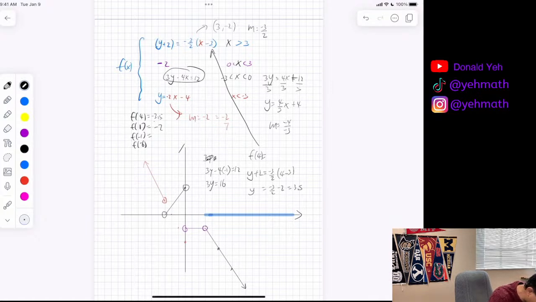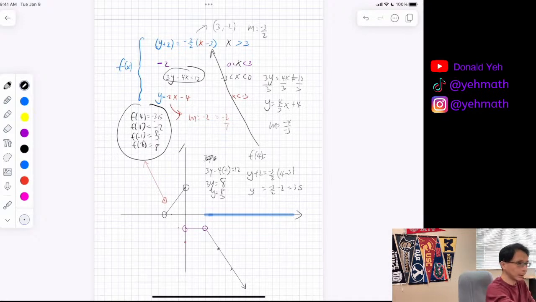I don't think that's right. Hold on a second. -1. This one's plus 4, so it's not 16. It's 8, and y equals 8 over 3. So that's 8 over 3. Plug in -6. It's going to be 12 minus 4 is 8. And that's the whole graph. And that should be all.